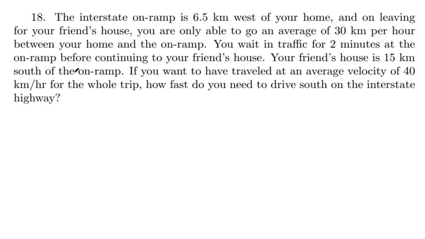Okay, let's draw a picture because there's a lot of different things going on. The interstate on-ramp is 6.5 kilometers west of your home. So here's your home. It's 6.5 kilometers west. And then you're only able to go an average of 30 kilometers per hour. Okay, we'll use that in a second.